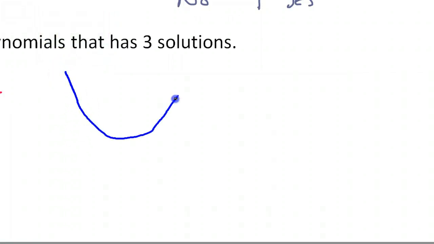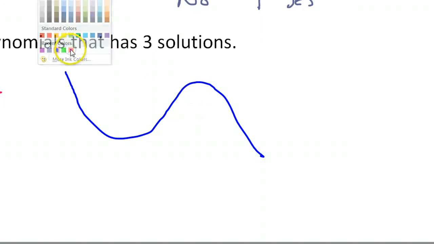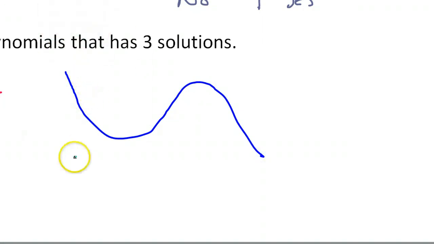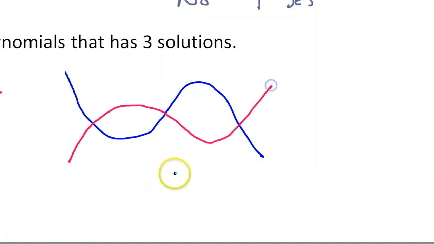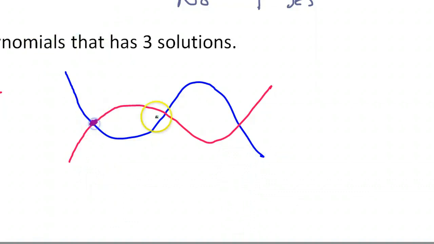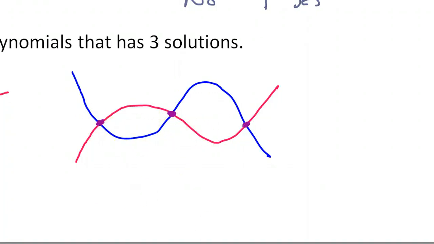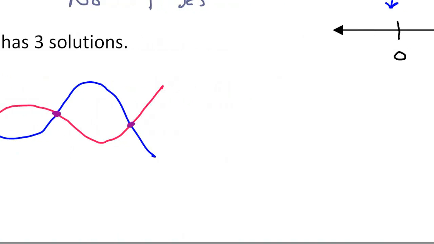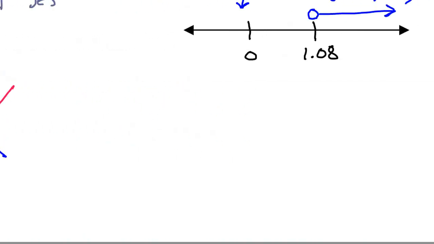So let's see. Here's a cubic, and here's another cubic. I'm going to make this cubic go kind of the other way. So there's a system of polynomials. How many solutions does this have? There's 1, 2, 3. The solutions are the intersection points. So that would be another way of doing it. I'll just do one more just for fun.